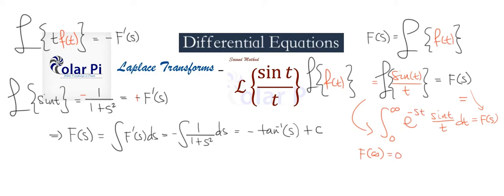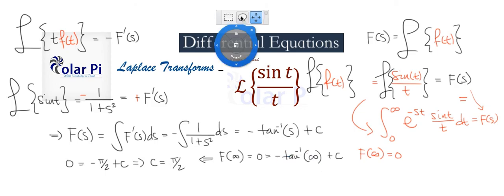Then we can use that information, because F of s is also this here. So we can plug in infinity there and set it equal to 0 because we know that F of infinity is 0. If we do that, F of infinity equal to 0 means that negative tan inverse of infinity plus c is equal to 0. But we know that tan inverse of infinity is pi over 2. So 0 is equal to negative pi over 2 plus c, which means that c is equal to pi over 2, and therefore we are done.